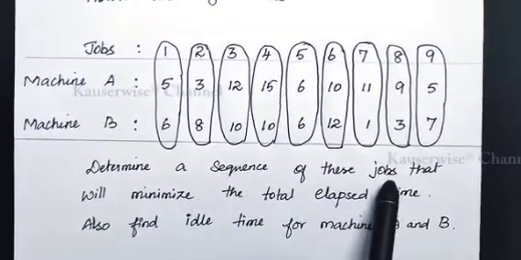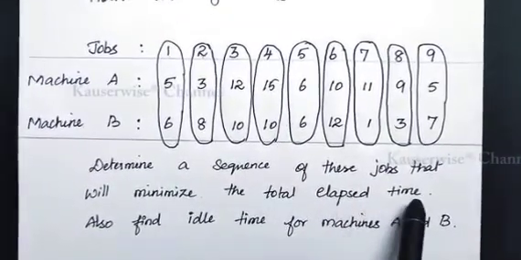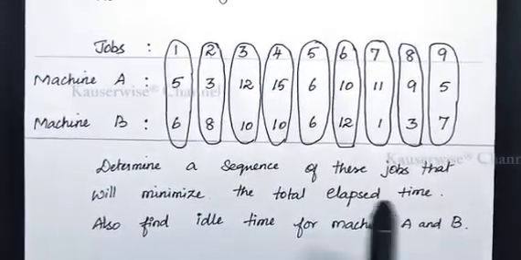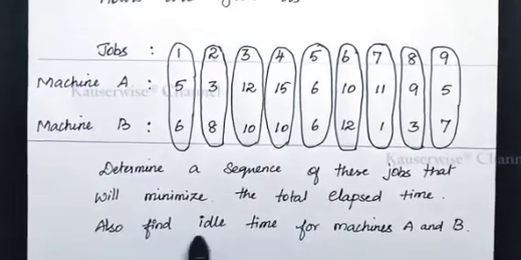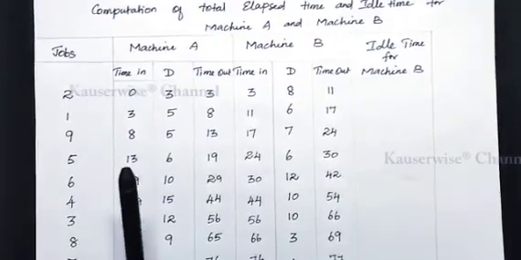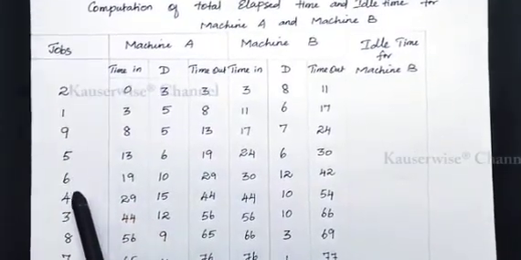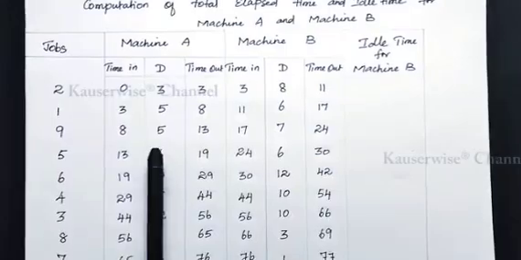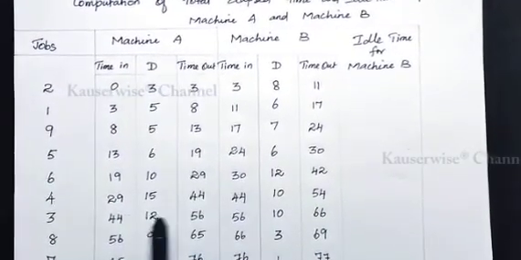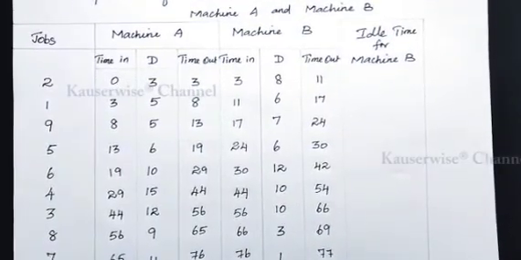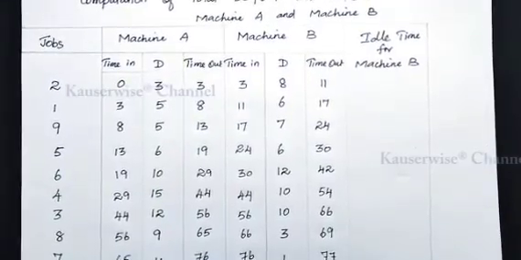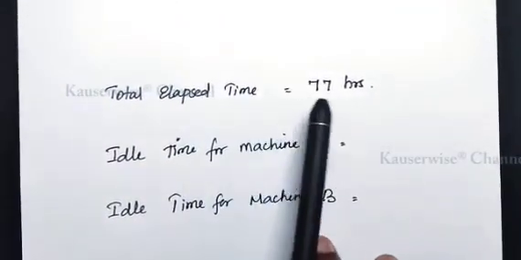Look at the problem. Determine a sequence of these jobs that will minimize the total elapsed time. Also find idle time for machine A and machine B. Now let us see the calculation for finding out total elapsed time and idle time. The total minimum elapsed time means the total time taken to complete all the jobs through machine A and machine B, including idle time. That is, all the process comes to an end at the 77th hour. So this is the minimum total elapsed time, that is 77 hours.